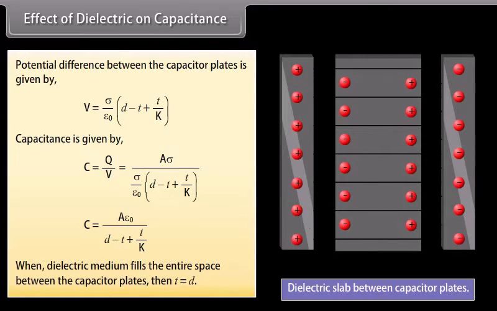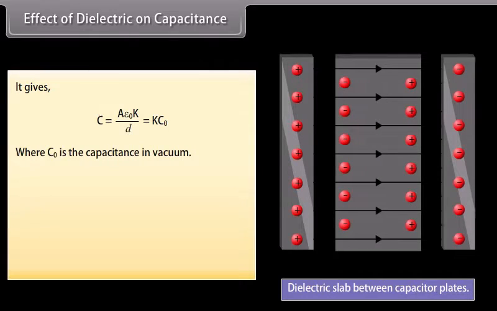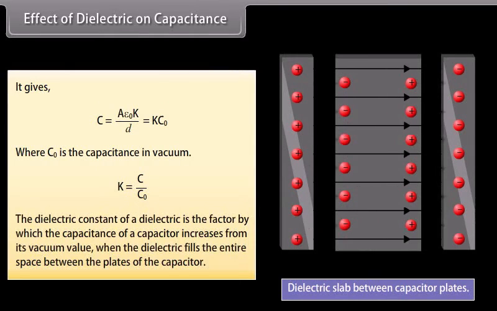When the dielectric medium fills the entire space between the capacitor plates, then T is equal to D. It gives C is equal to K C naught, where C naught is the capacitance in vacuum. K is equal to C upon C naught. The dielectric constant of a dielectric is the factor by which the capacitance of a capacitor increases from its vacuum value, when the dielectric fills the entire space between the plates of the capacitor.